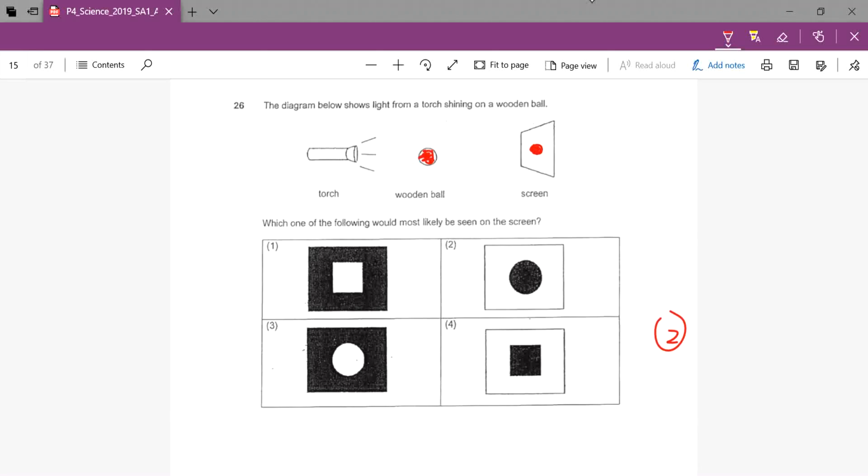Okay, wait, so it's number 2 because the wooden ball is opaque, right? So an opaque object will cast a shadow. Number 1 is wrong because it is saying that this object has a square hole in the middle. Number 3 is also wrong because it's saying it's a circle hole in the middle. Number 4 is also wrong because that's a square, not a circle.